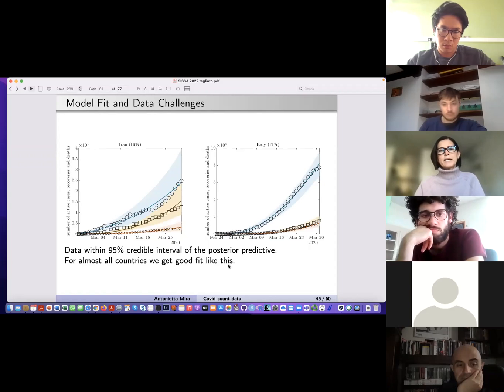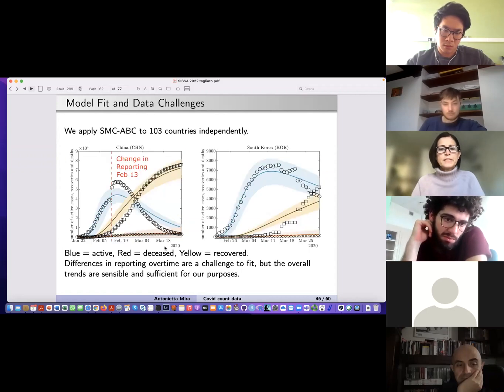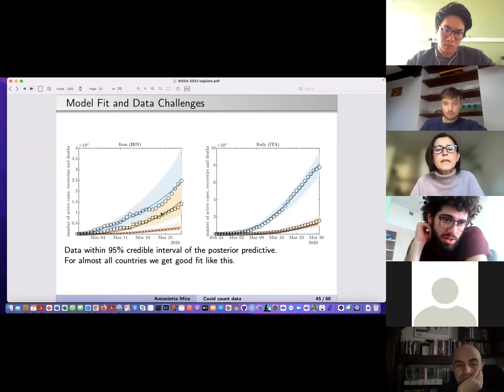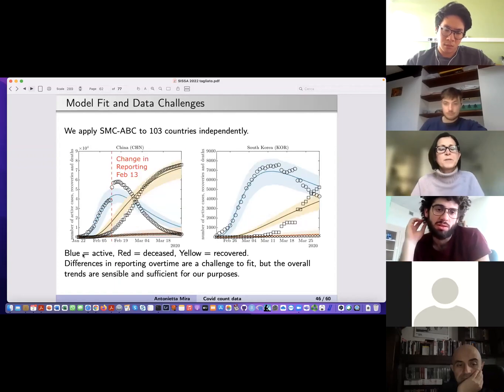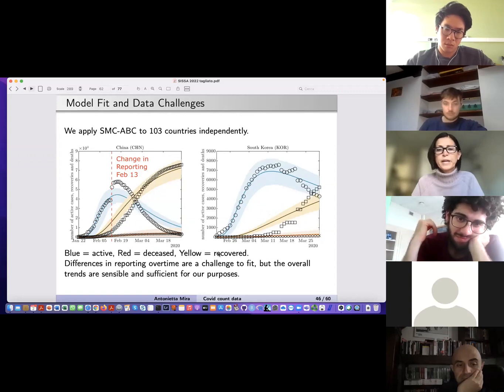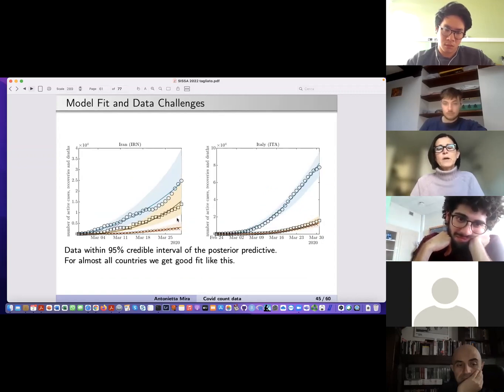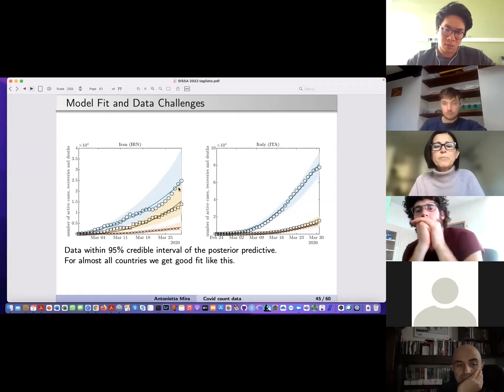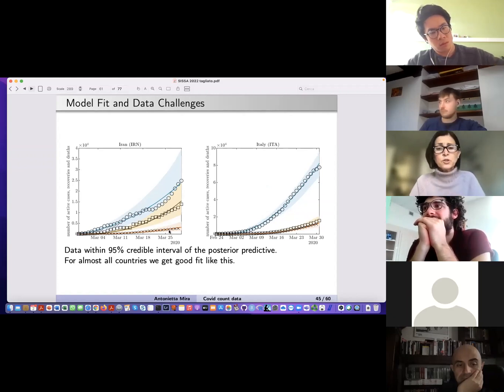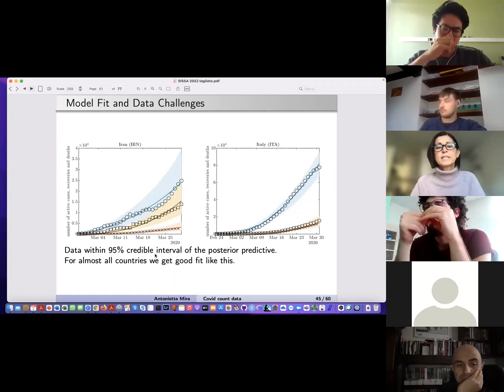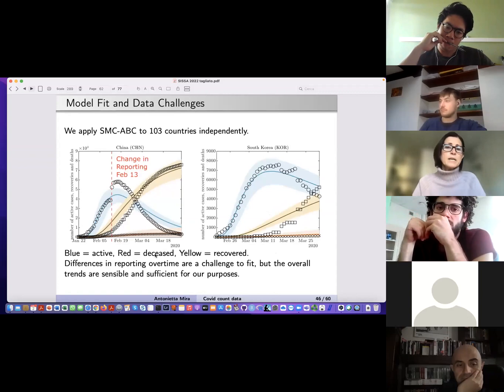Let me show you some model fit. These are the Italian data and the data from Iran. You see the three time series of observed data. The legend is here: blue is active, red is deceased, yellow is recovered. And you see that here we do a fairly good fit. We also have the predicted, which are the lines, and the observed points, which are squares, circles, or crosses, and we have the 95% credible interval. Overall, we have a good fit, except for some countries, and here are some challenges in the data.